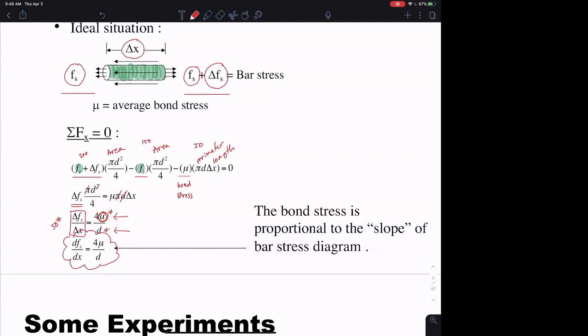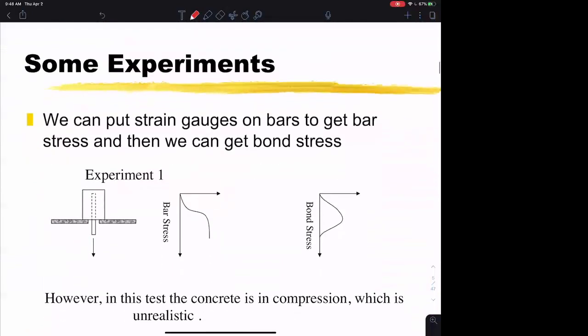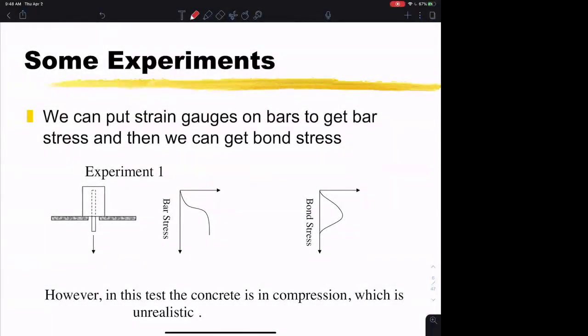Okay, so this is a theory, and so then we have to do some experiments to see if this is true. And this is the most common experiment. In real life, this is the ground, but I want it to look like our experiment with the truck. Okay, so you get a cylinder of concrete, you embed the bar into your cylinder and you pull it out.